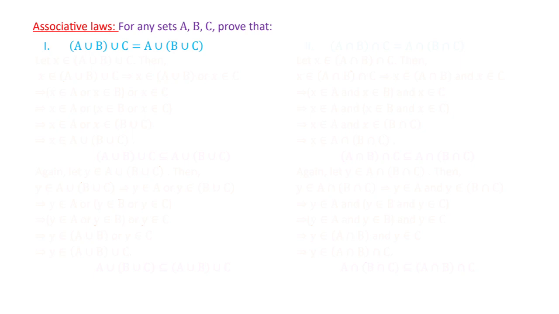C, then we can adopt this procedure that we first calculate the value of A union B. Whatever answer we obtain from this, we will obtain a set over here. We take the union with the set C. That will give us the same answer if we calculate the union of B and C first and then take the union with A. We have to prove this thing.